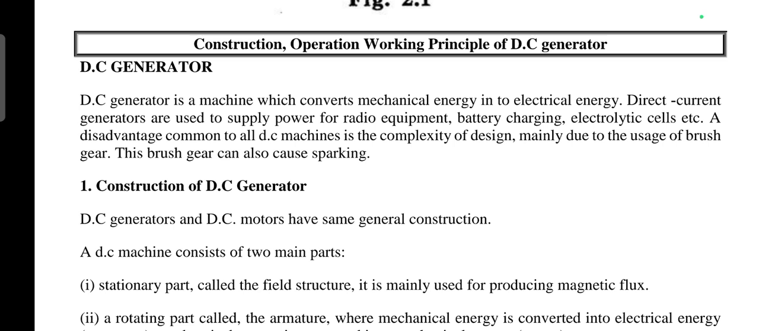It works on direct current, so it is called a DC generator. DC generators are used to supply power for radio equipment, battery charging, electrolytic cells, and so on. The disadvantages in a common DC machine are the design complexity and the usage of brush gear.